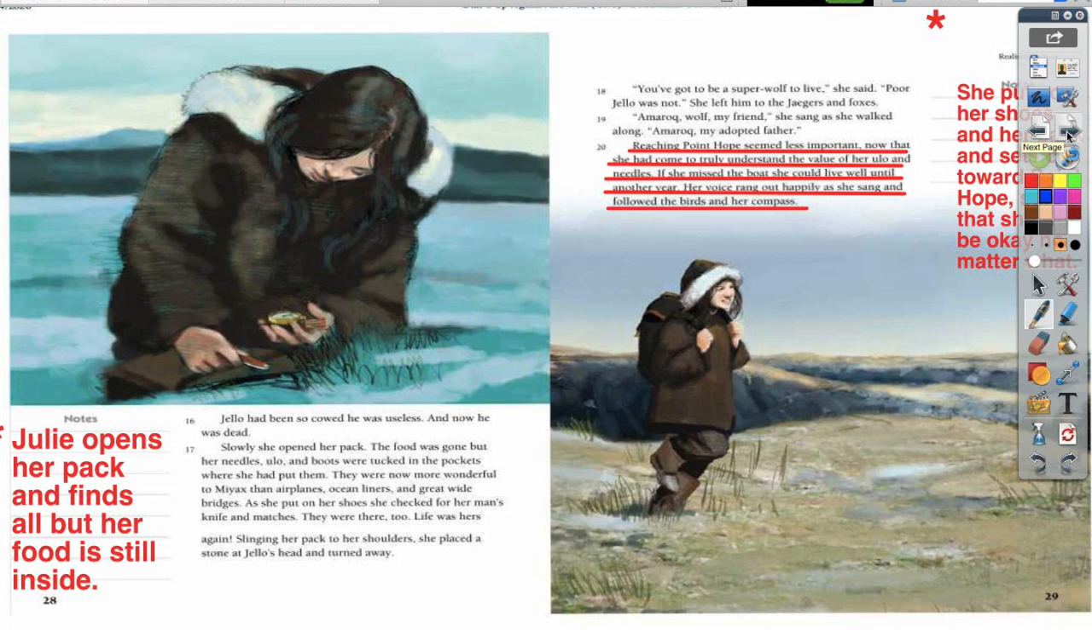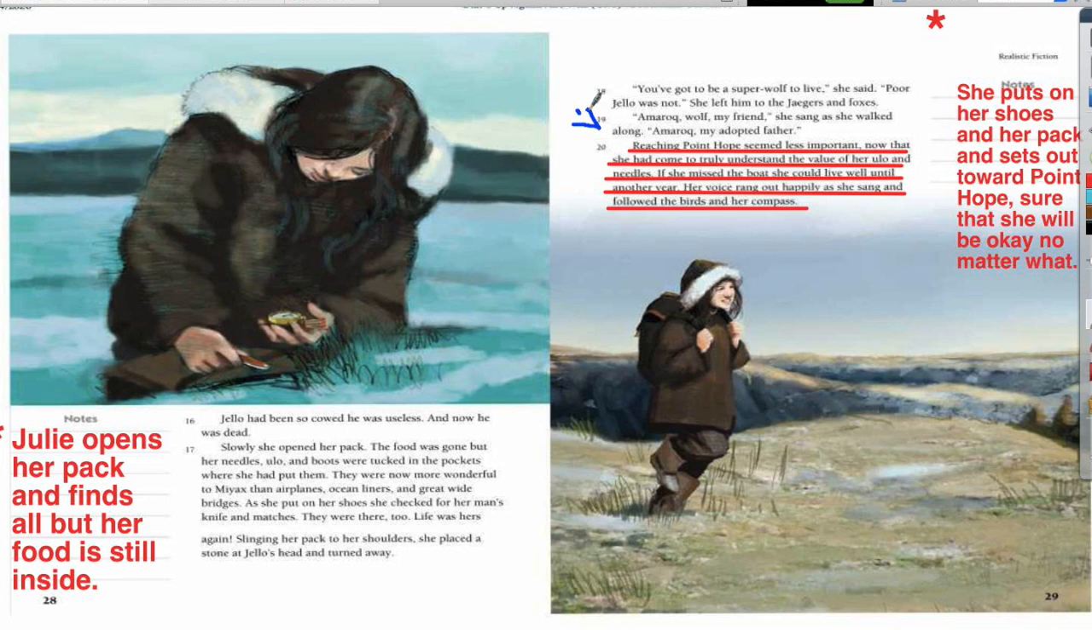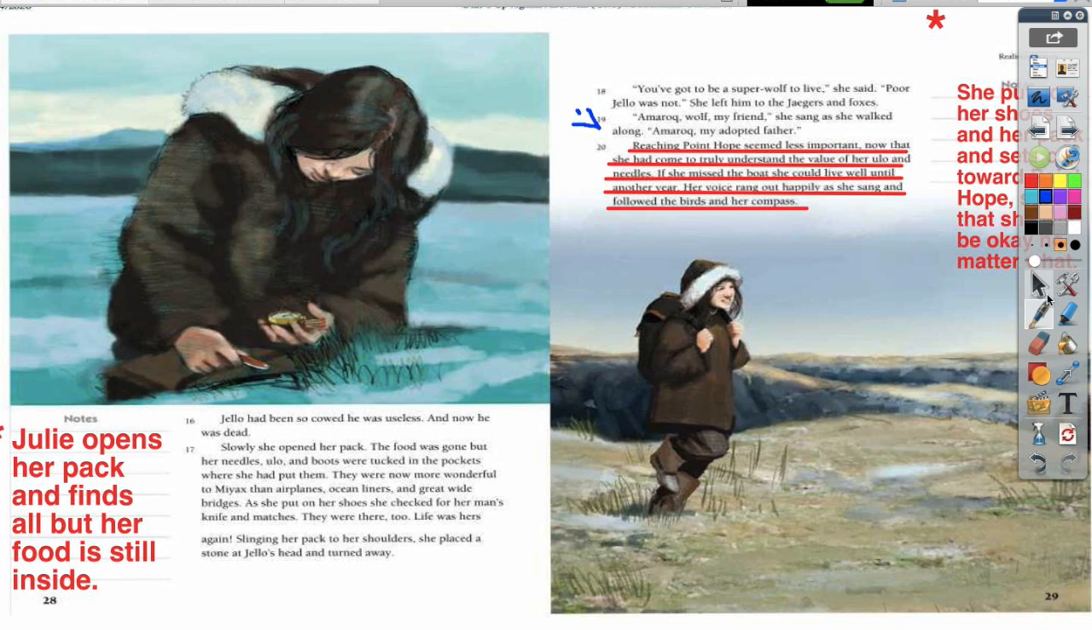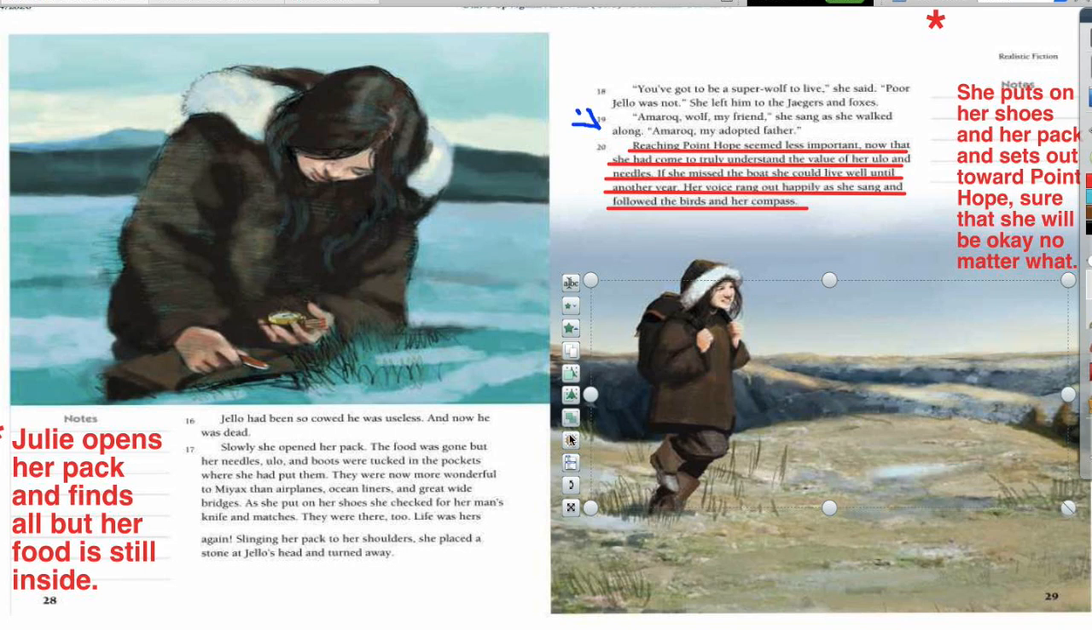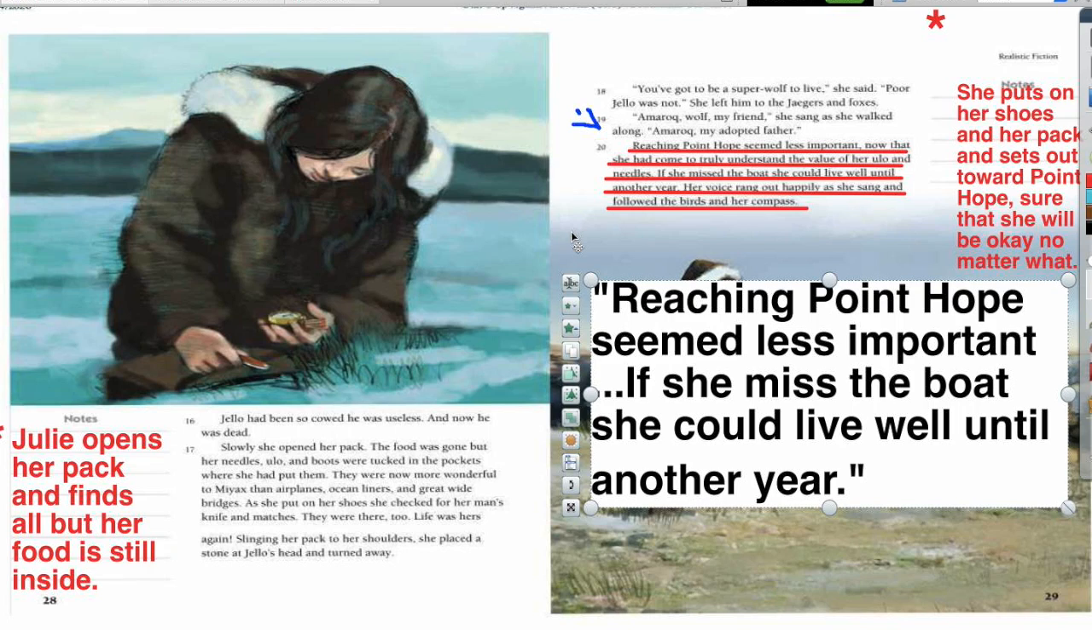Continuing on, towards the end of the story, there's another inference I made, looking at paragraph 20, the last paragraph of this story right here. "Reaching Point Hope seemed less important now that she had come to truly understand the value of her ulu and needles. If she missed the boat, she could live well until another year. Her voice rang out happily as she sang and followed the birds and her compass."